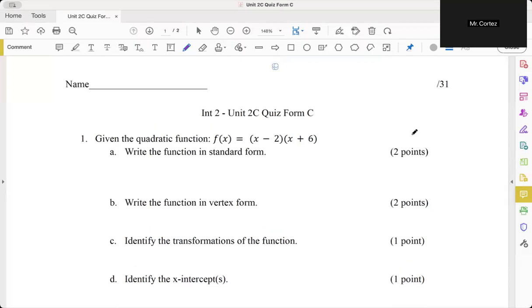This is a walkthrough of the group quiz for Integrated 2. Thanks for being here. You're being given an equation in intercept form. We're going to standard form.